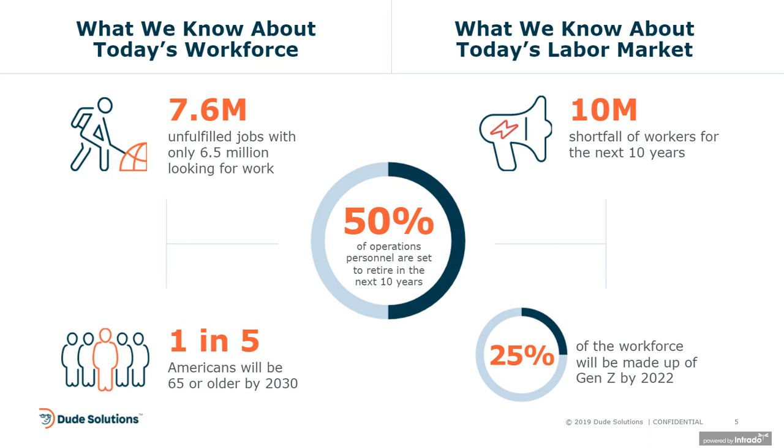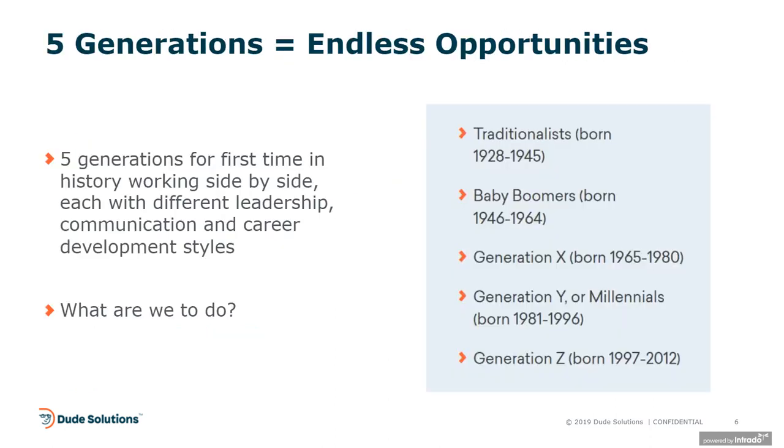25%, a pretty significant percentage, are made up by Generation Z. These are the younger generation by the year 2022. So we have major changes that are coming or are already starting. It's the first time ever we have 5 generations working side by side with one another. If you look on the right-hand side, you can see the breakdown. Obviously, the traditionalists are a very small number, but they're still around, and they have an amazing wealth of information that they've built up in their careers, all the way down to Gen Z, the youngest generation.